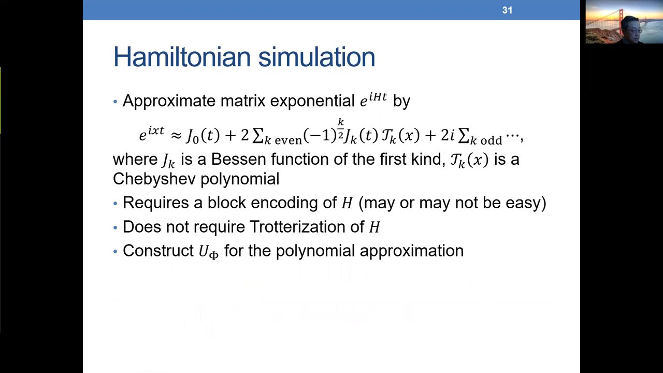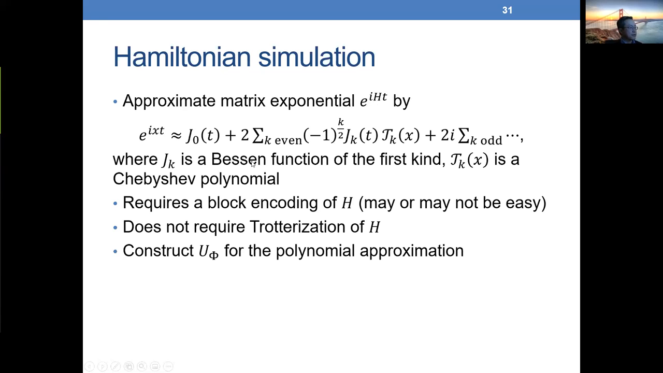The last thing I want to talk about is how we use these techniques to do Hamiltonian simulation. In Hamiltonian simulation, we need to evolve this matrix exponential. The standard technique is to split H into simpler Hamiltonians through a trotterization scheme and then evolve these pieces efficiently. The way we do it here is to approximate e to the i x t by a polynomial. It turns out you can write down a polynomial.